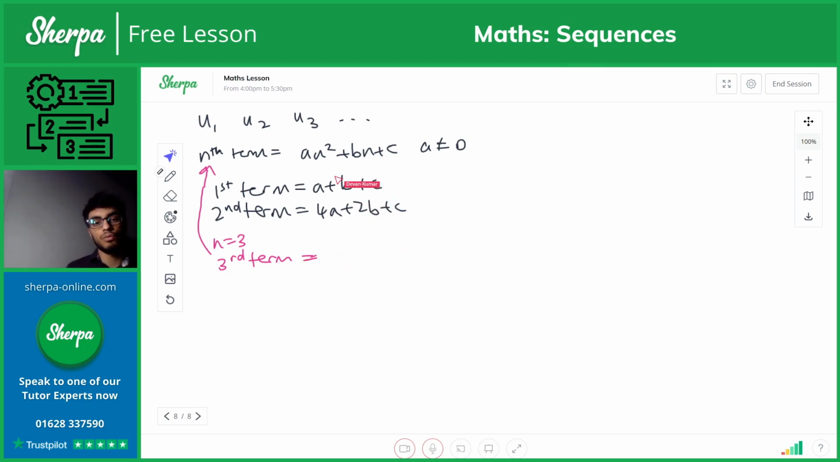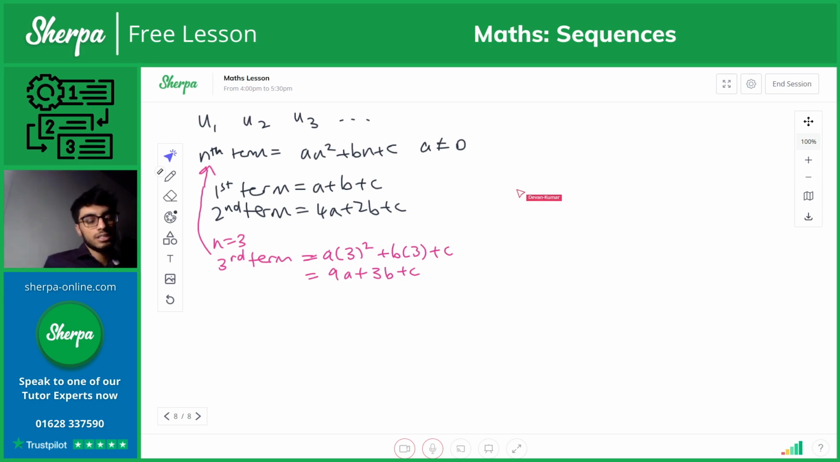So the third term itself would be a times 3 squared plus b times 3 plus c, which is 9a plus 3b plus c. And now you may be thinking, what can we do with these terms? What's the use of knowing this? Well, I'll show you. We're trying to find out what a, b, and c are.